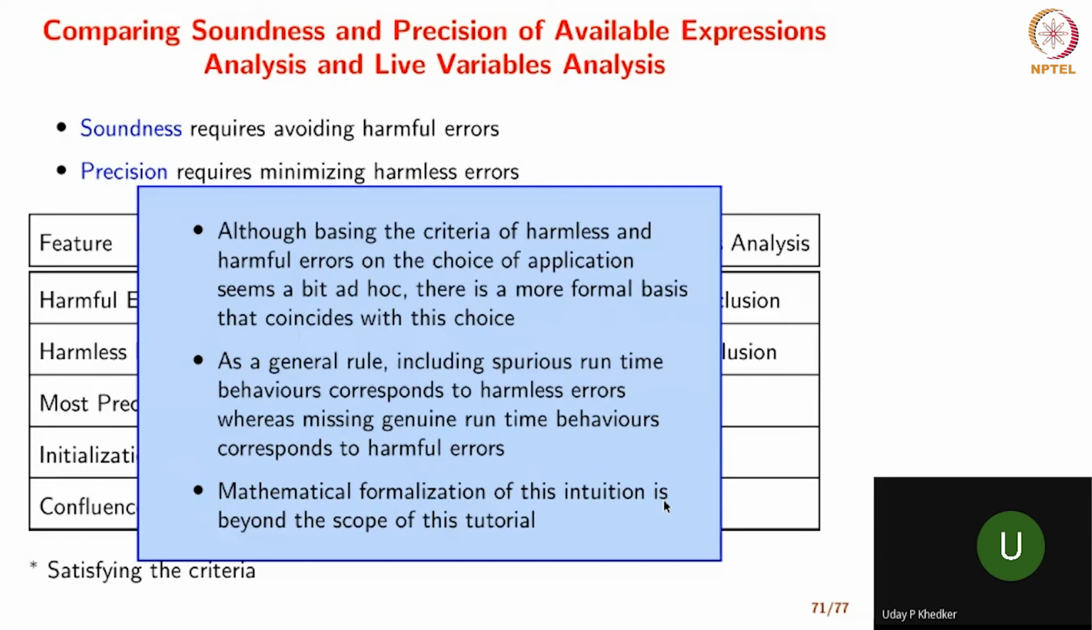harmful errors. So there are two things: A, spurious runtime behaviors and genuine runtime behaviors. And the second is inclusion and exclusion. So if we include spurious runtime behavior, that's okay, that's harmless. However, if there's a genuine behavior which we miss, then that is harmful.